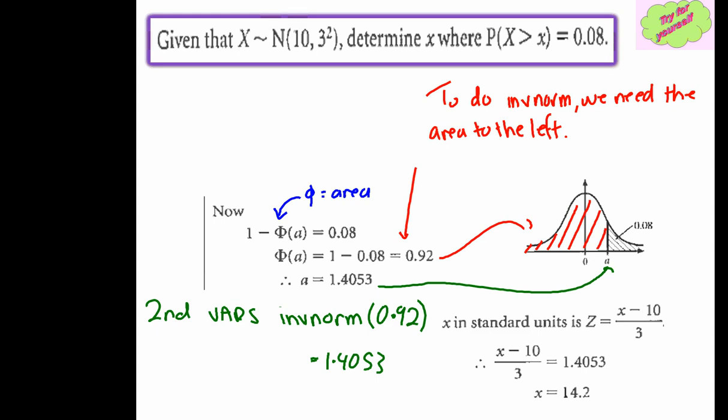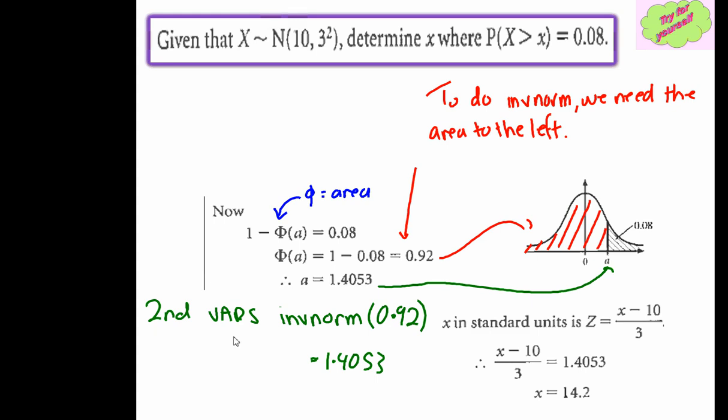So to do inverse norm, we need the area to the left, remember? They've told us that the probability that X is greater than x is 0.08. So they've told us the area to the right. Remember, in the calculator, we need to give it the area to the left when we're doing inverse norm. This, but to the left, would be the probability that X is less than x, is this area. So to work this out, you just do 1 minus 0.08. So 1 minus 0.08 is 0.92. So this red area here is 0.92, and when doing inverse norm, that's what needs to go into the calculator.